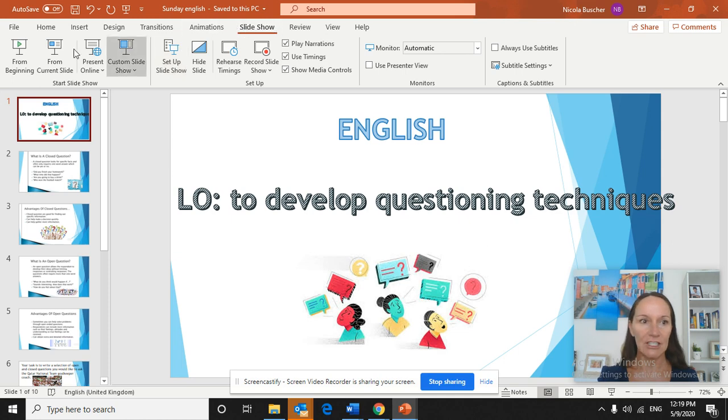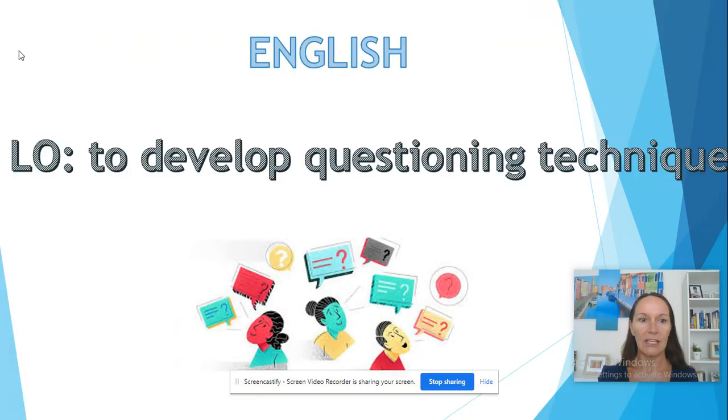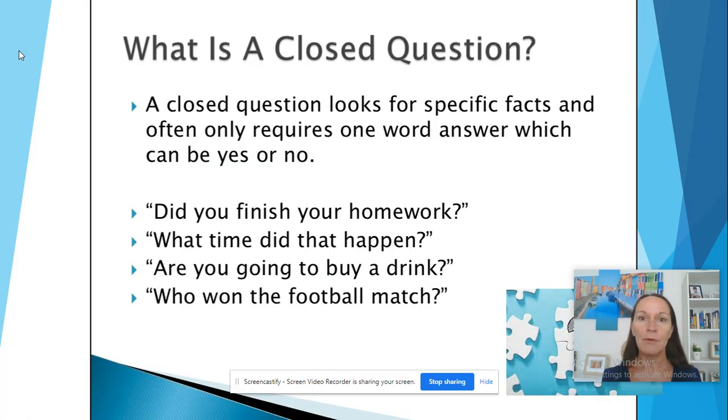So for today's English lesson, we're going to be looking at how to develop your questioning skills. Now, if you remember last week, I told you that you're going to have the opportunity to conduct a live interview this week. So this is why it's very important that you can develop your skills for asking the right questions. So today we're going to be looking at a mixture of open questions and closed questions.